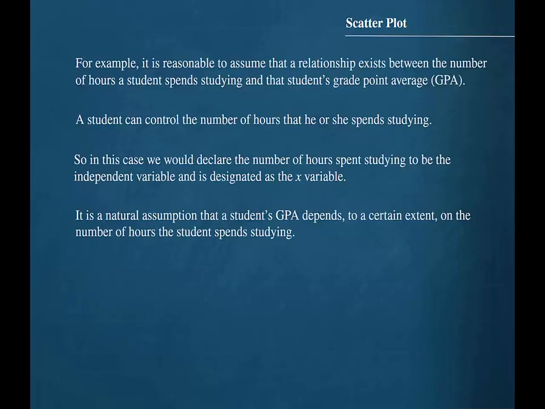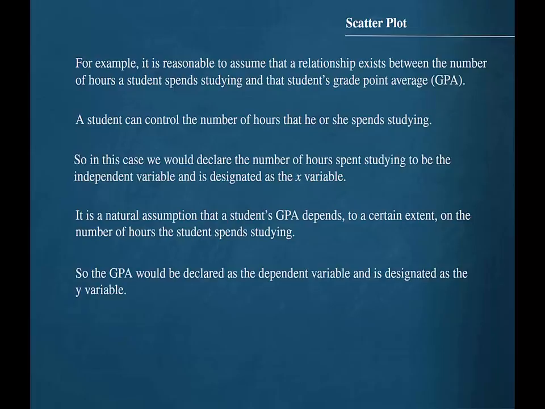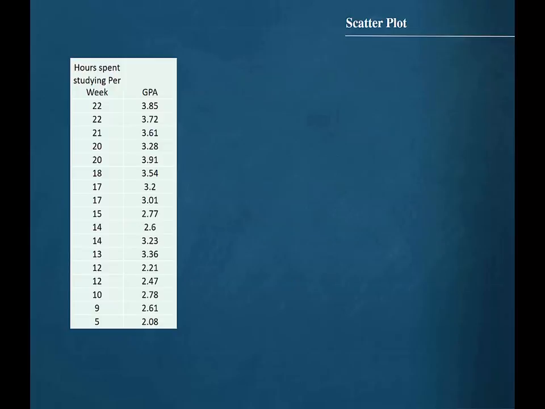It is a natural assumption that a student's GPA depends, to a certain extent, on the number of hours the student spends studying. So the GPA would be declared as the dependent variable and is designated as the Y variable. The table shows the number of hours spent studying per week and the GPA for a sample of 17 students.